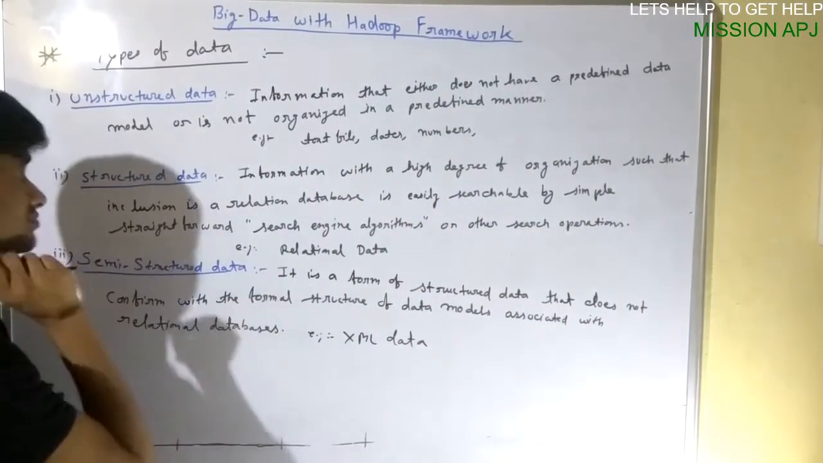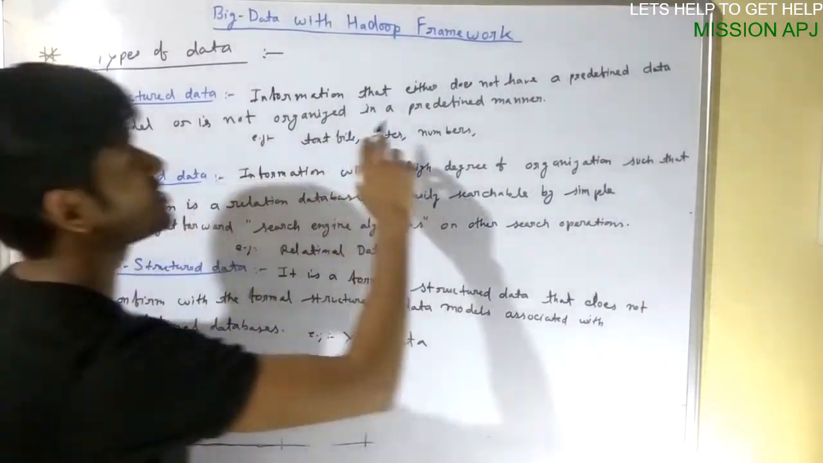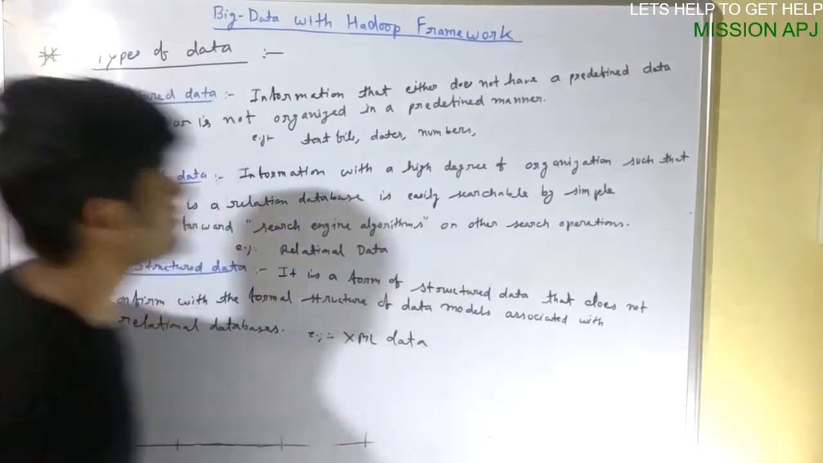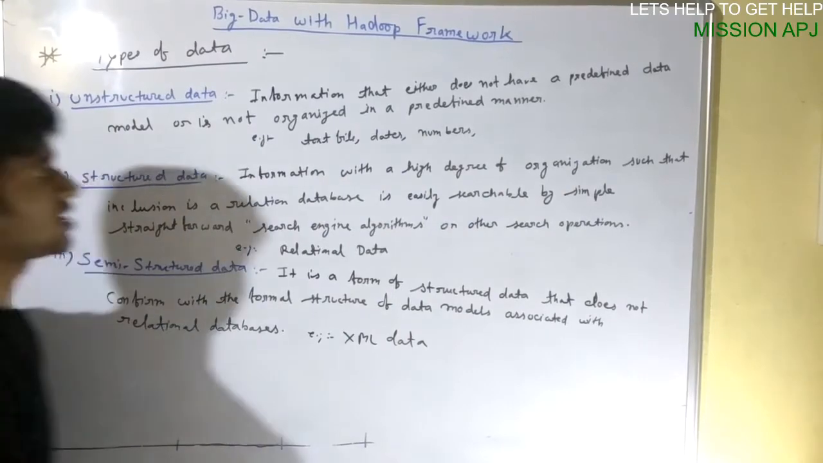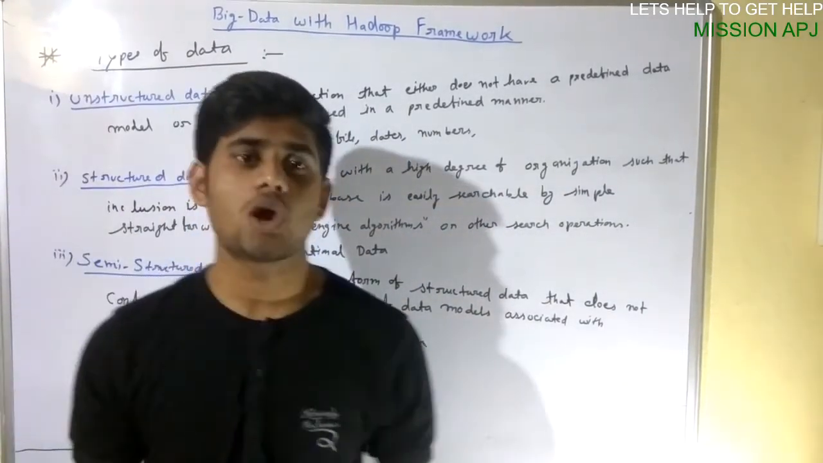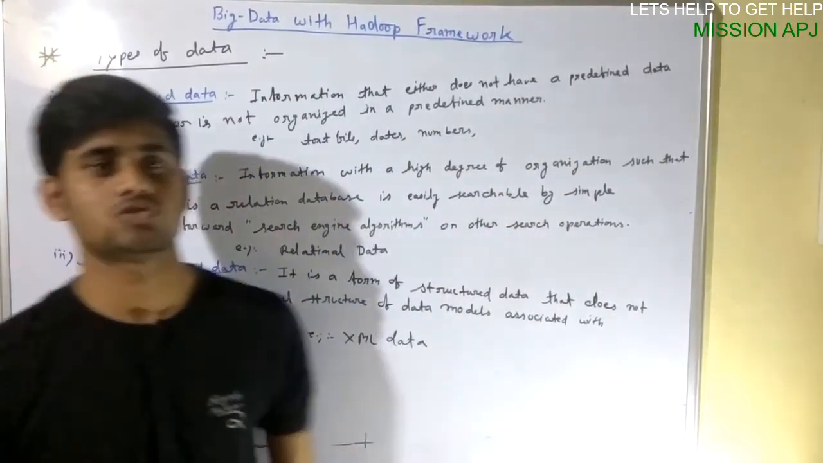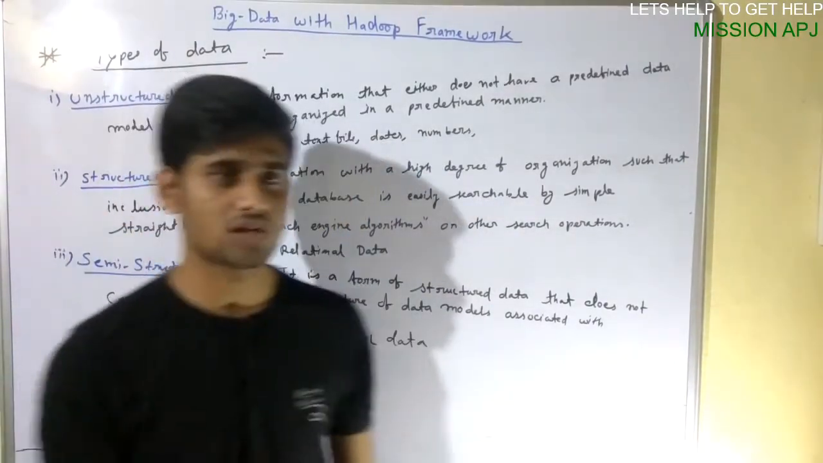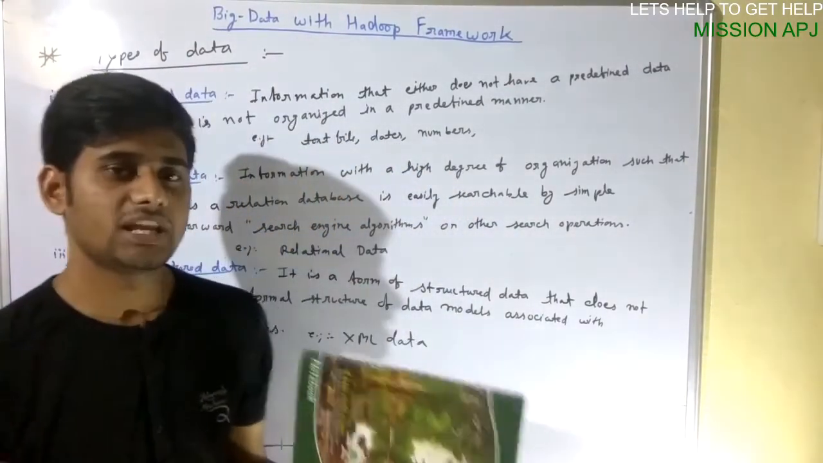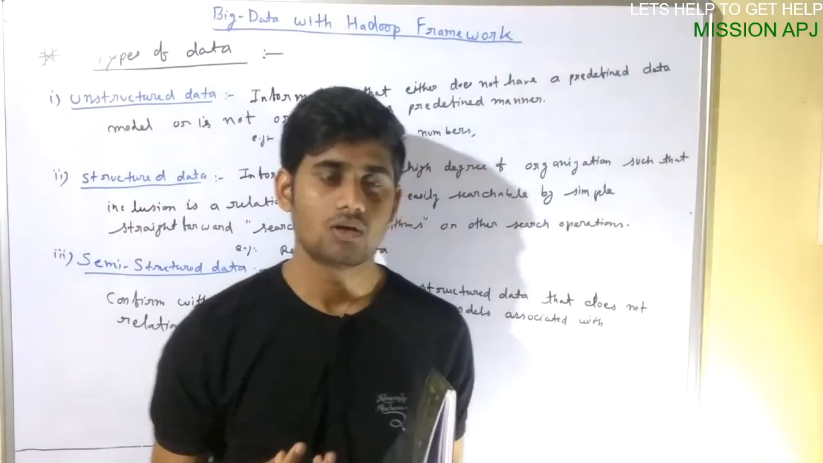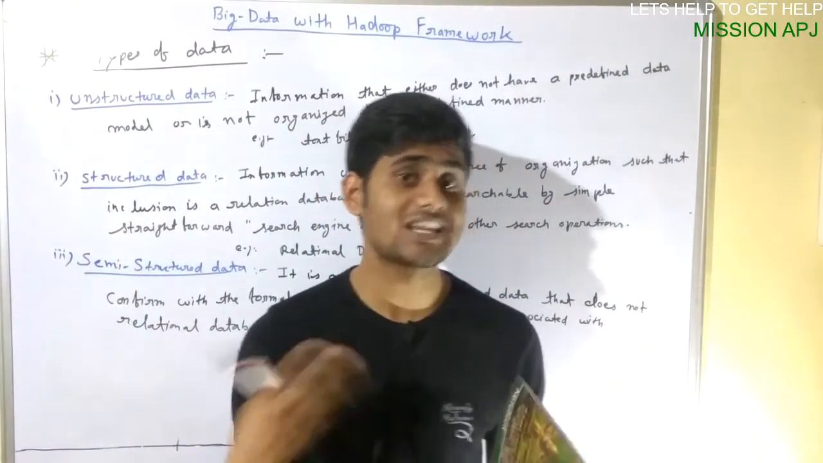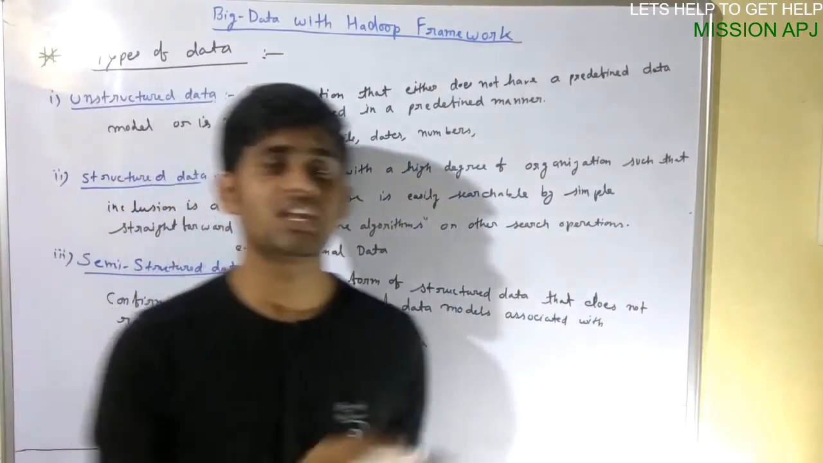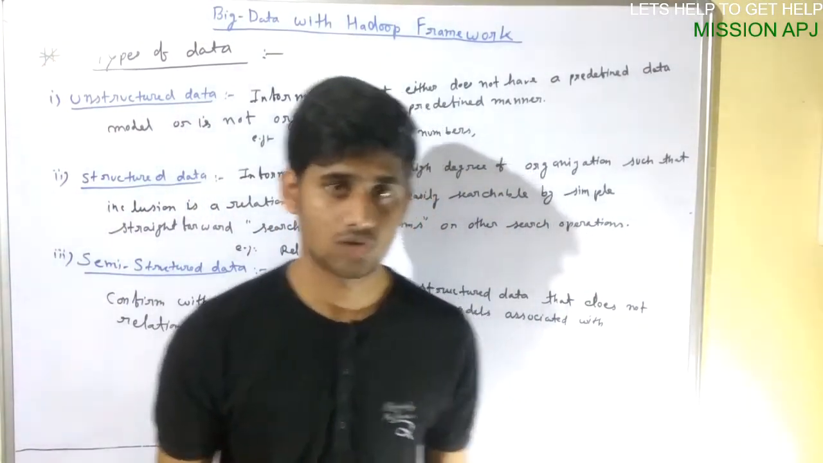Unstructured data. Unstructured data is information that either does not have a predefined data model or is not organized in a predefined manner. So a text file is not in a predefined manner. It's just data which is not organized. There is no meaning we are getting from it. Whenever we store a text file, it does not give me the meaning of what the data is.